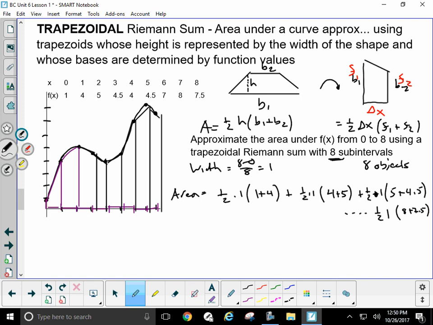Okay? Well, again, I can factor out the 1/2 and the 1. And let's just make our calculations a little easier. Our area is approximately 1/2, 1. Factor that 1/2 of that 1 out. I have 1 plus 4 plus 4 plus 5 plus 5 plus 4.5 plus dot, dot, dot plus 8 plus 7.5.